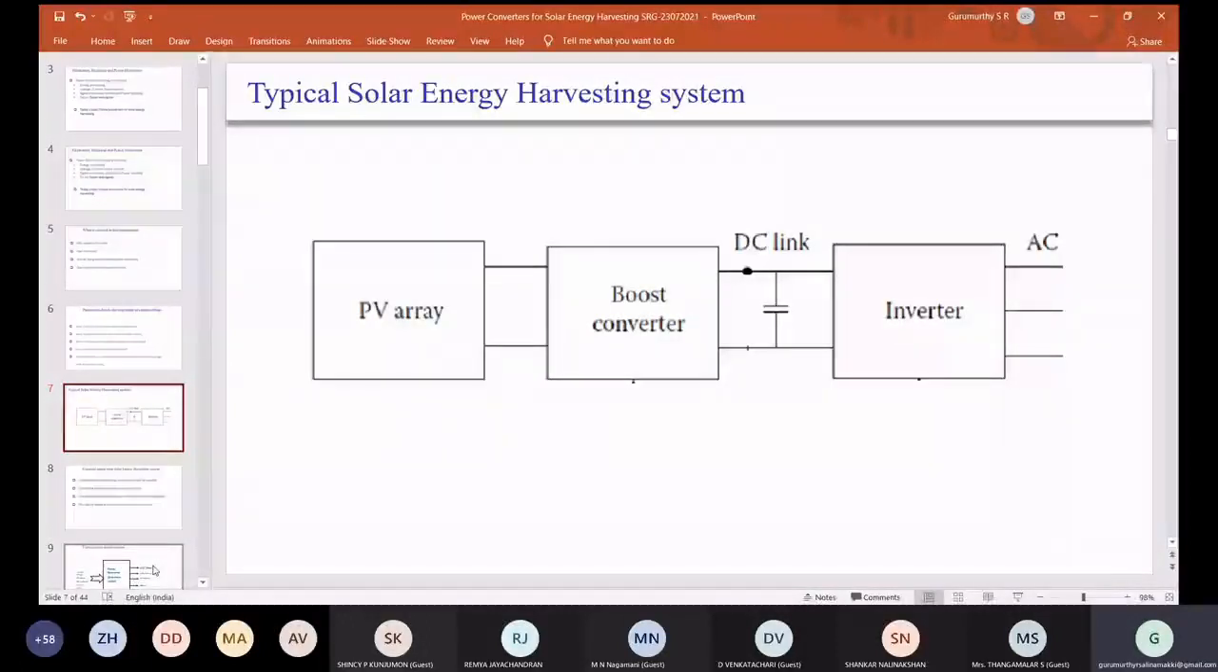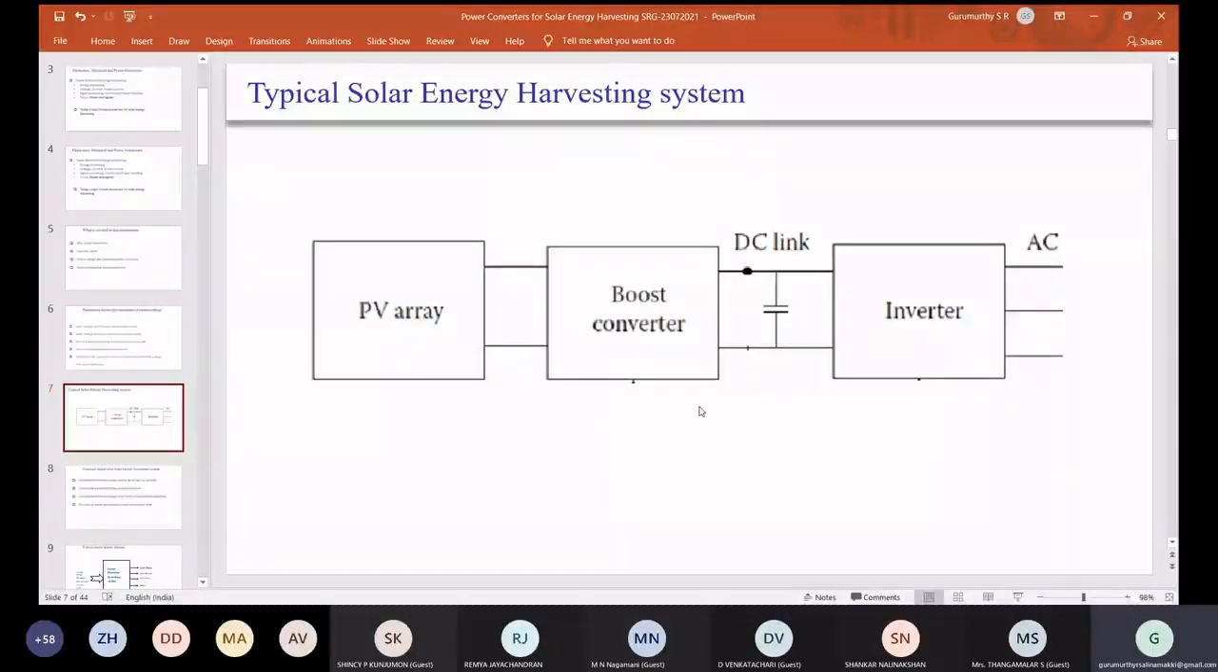There is a PV array, photovoltaic array, which will convert the light intensity to current or the voltage if you connect a resistor. So it is a variable voltage source. Now the variable voltage source is given to the boost converter or any power converter, let us put it. This power converter converts the variable input voltage into a constant output voltage. Irrespective of the input voltage variation, the output voltage is constant.